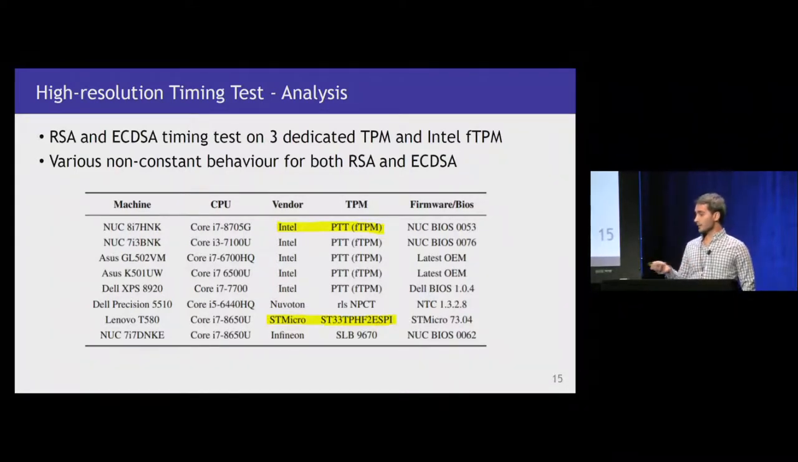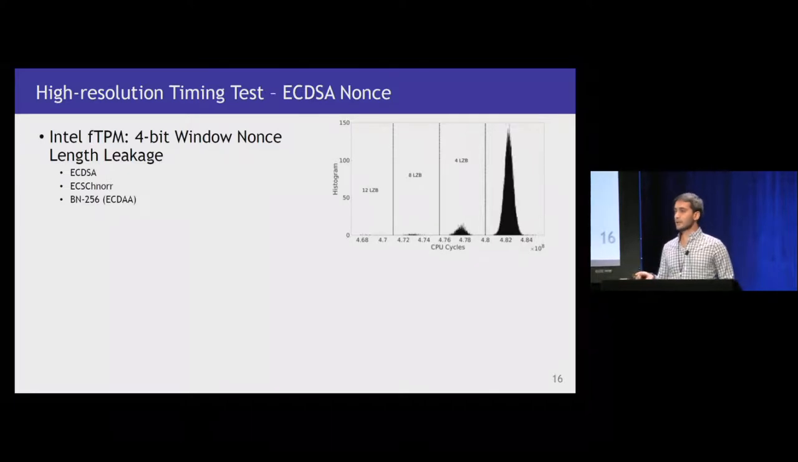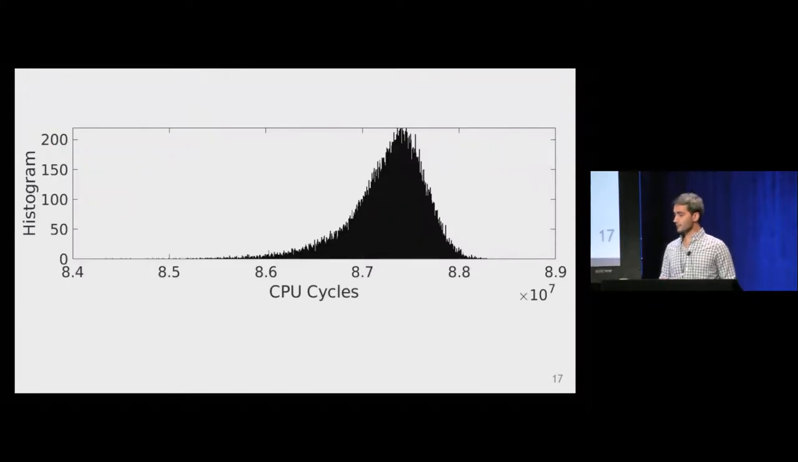There is a more in-depth analysis of other things, like RSA, in the paper. But to focus on ECDSA, we programmed the device with a known key instead of using an unknown key that is generated inside the device, and we unblinded the nonce that is used for the signature. We noticed there is a direct correlation between every additional 4 bits of leading 0-bits in the nonce and the timing of this ECDSA computation. The Intel TPM device supports ECDSA, Schnorr, and BN256, and they were all vulnerable in a similar fashion, with just a different timing distribution.